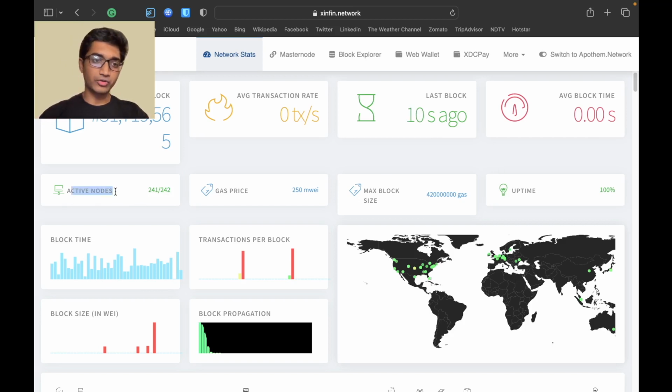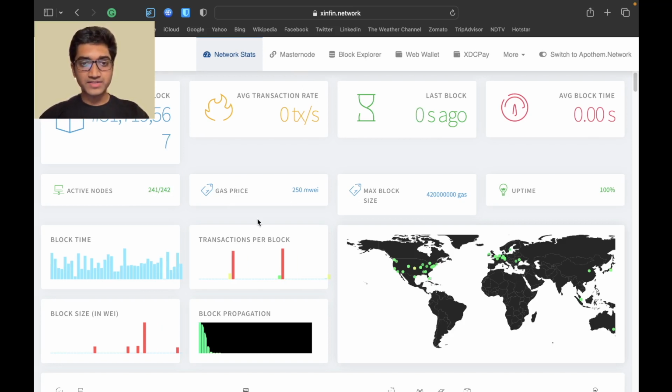Then we come to active nodes. Now, what does active nodes talk about? It tells you the total number of full nodes which are currently present on the XDC main network and how many of them are currently running. So it shows that there are 242 in total, out of which 241 are currently running. We'll get into the Masternodes tab in a sec to explain this in a bit better way.